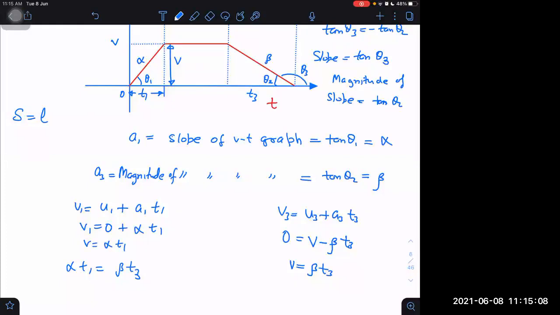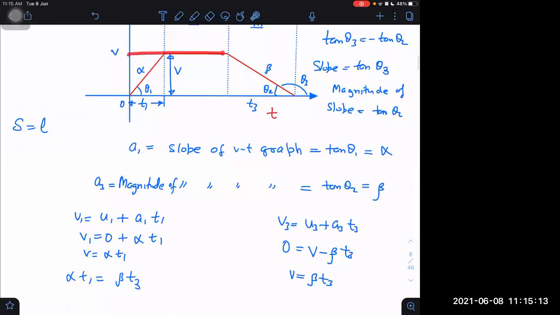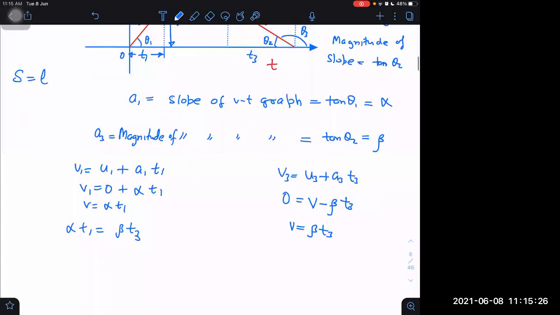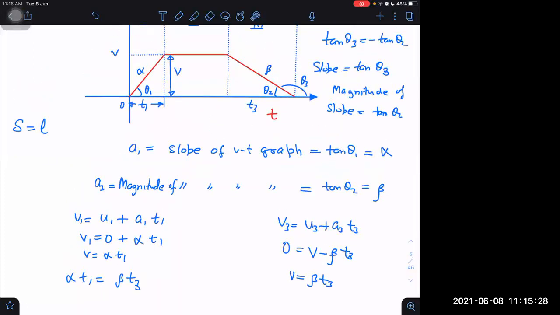Sir, why is U3 equal to V? What else is it? Tell me. It is the same V, because it is parallel to the time axis and simply remains V only. Is it understood or not? Anyway, it is taking more time for me to explain, but if we have to really do it, then it can be done all in one.